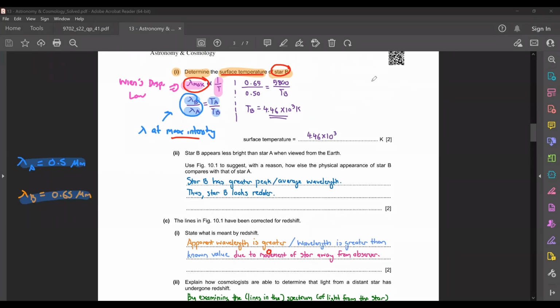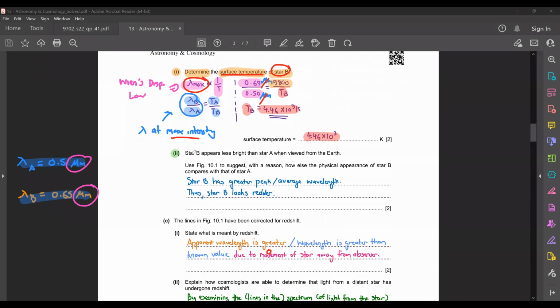So you already found out the wavelength at maximum intensity for star A and star B right over here. So what you're going to do is just substitute in the values. The wavelength at maximum intensity for star B is 0.65, whereas that for star A is 0.5. The units are in micrometer, but you don't really need to change it from micrometer to meter because you can see that the units will cancel each other off. If this one is micrometer and this one is micrometer, they will eventually cancel off. So you can just leave the unit as it is. And then the surface temperature of star A is already stated by the question to be 5800 Kelvin. So from here, you can now find out what the surface temperature of star B is. The answer is going to be 4.46 times 10 power 3 Kelvin. Okay.